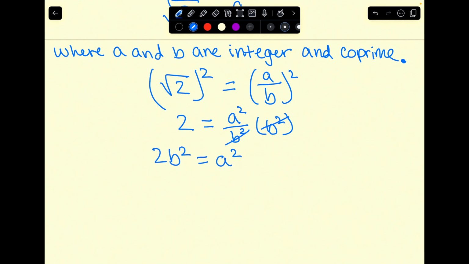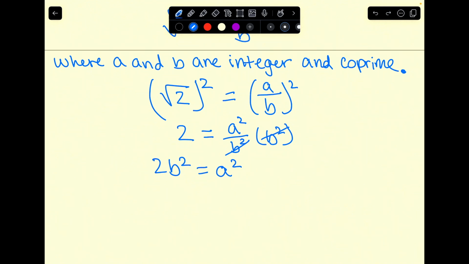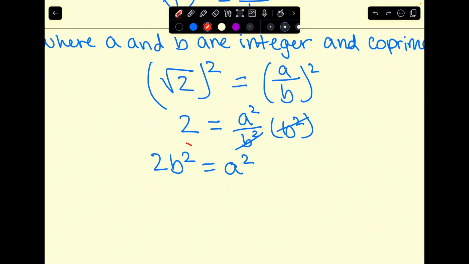There we go. This looks a lot nicer to work with and analyze. Looking at this equation here that we've simplified to, we know that a and b are both integers. Now, this equation is essentially stating that a squared is an even integer. So if you take a closer look, this looks exactly like our definition of an even integer.